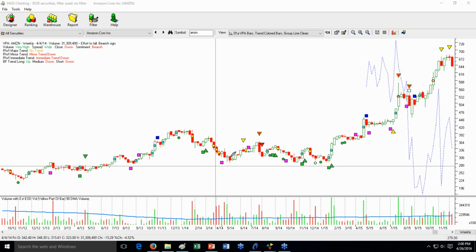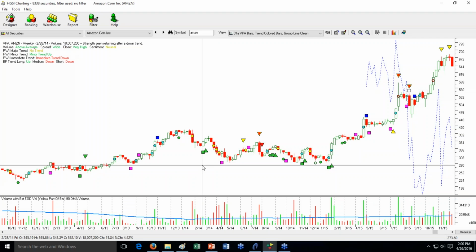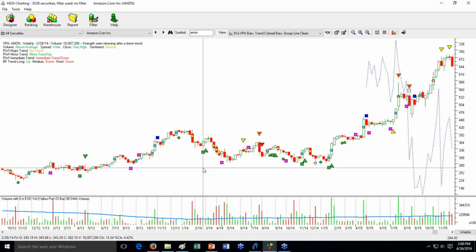Now, very interesting signals in between. So we are looking at these two up bars, and it shows us that the strength is returning after the downtrend, and then the next one, because of the previous bar, an up bar closing near high following a buy condition, confirms the return of the strength.